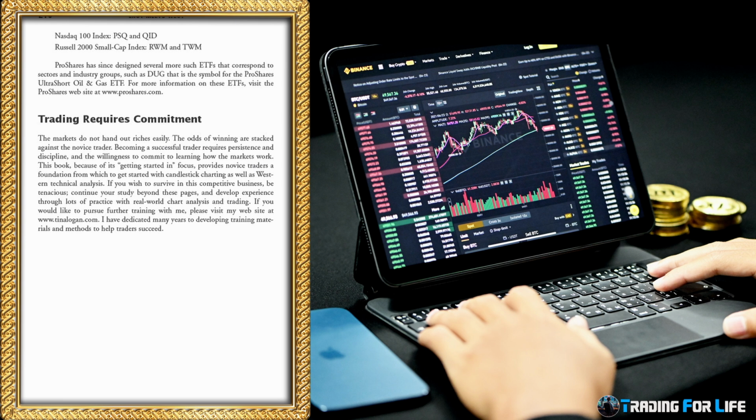Trading requires commitment. The markets do not hand out riches easily. The odds of winning are stacked against the novice trader. Becoming a successful trader requires persistence and discipline, and the willingness to commit to learning how the markets work. This book, because of its Getting Started focus, provides novice traders a foundation from which to get started with candlestick charting as well as Western technical analysis.